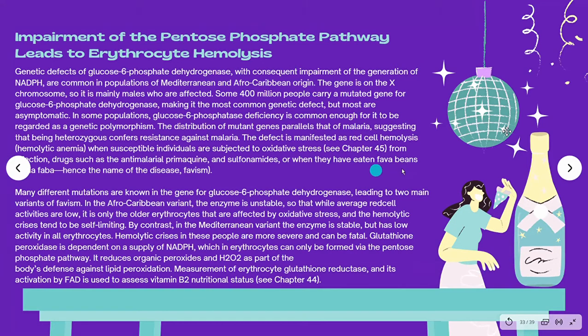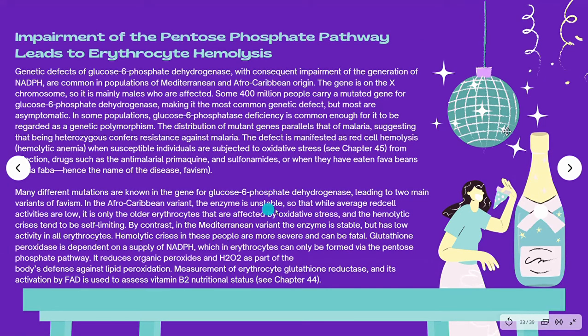Because of this, when they eat fava beans, they have hemolytic anemia, and the disease is known as favism. Many different mutations are known on the gene for glucose-6-phosphate dehydrogenase, leading to two main variants of favism. The Afro-Caribbean variant.